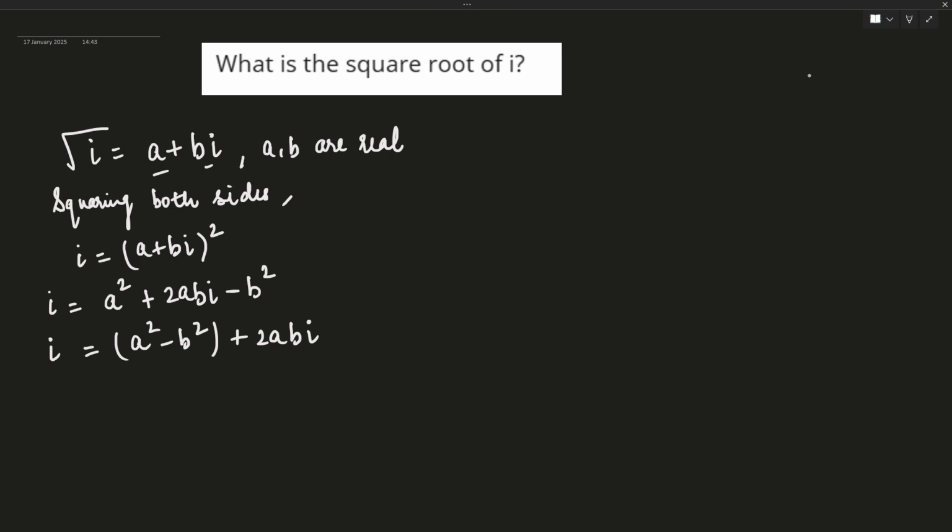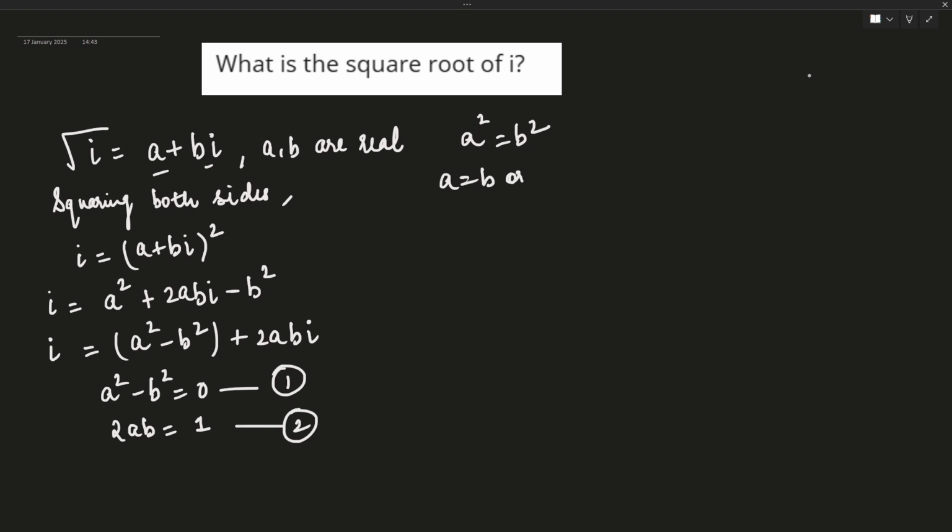Now we'll equate the real and imaginary parts. Here the real part is 0, so a² − b² = 0, and the imaginary part is i, so 2ab = 1. This is equation number 2. Now we'll solve from the first equation. We can write that a² = b², so we get a = b or a = −b.